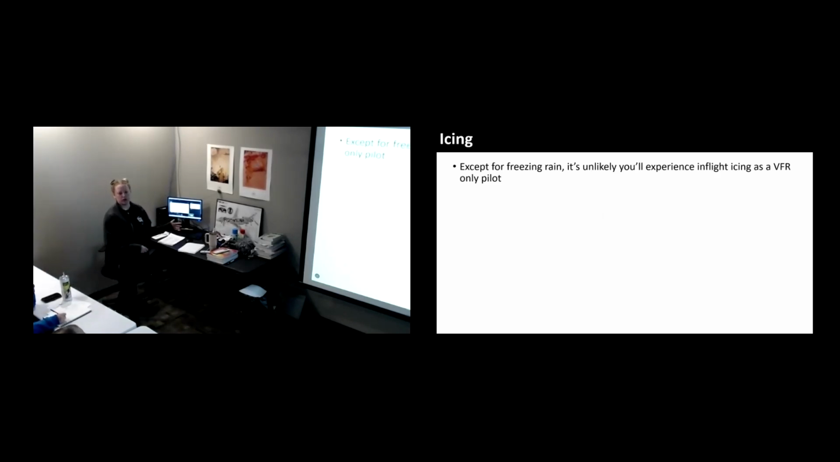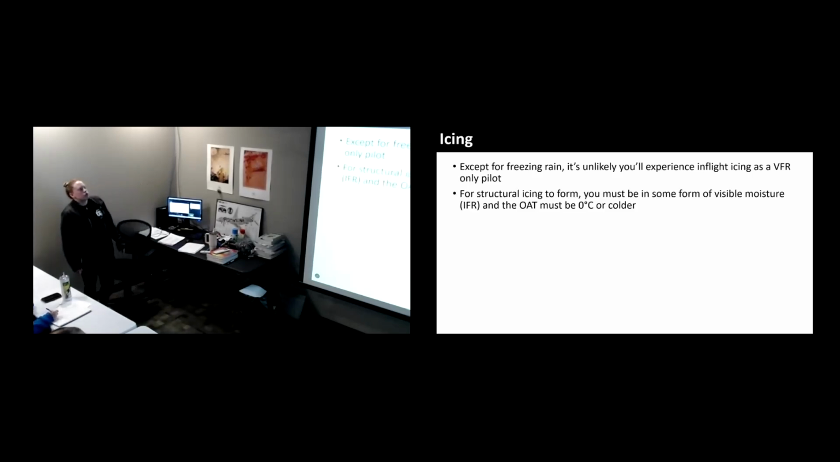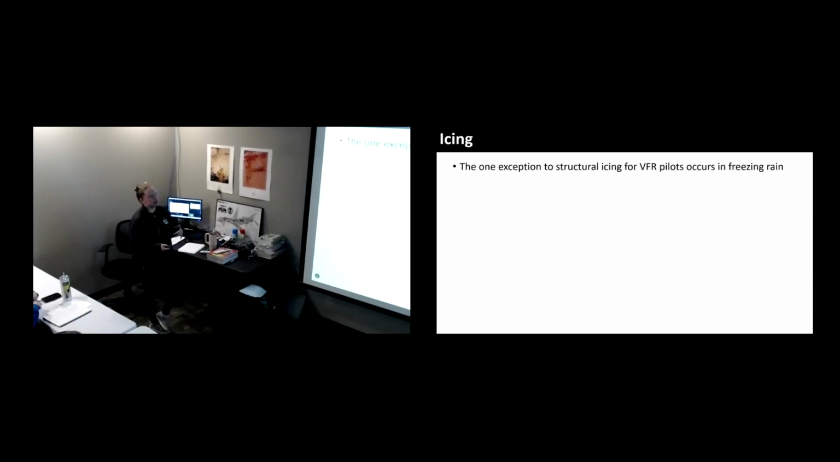You know, metal gets colder faster, right? So it might be 2 degrees Celsius outside, but your wing's still like -1, right? For structural ice to form, you must have visible moisture and near freezing temperatures. One exception to structural icing is freezing rain. Okay. Once again, it might not be cold enough outside for that rain to be snow, but if the surface of your airplane is cold enough, as that rain contacts it, it's going to turn into ice.